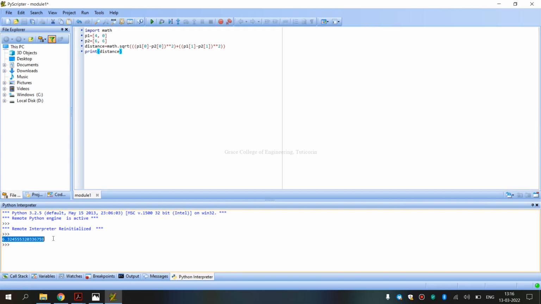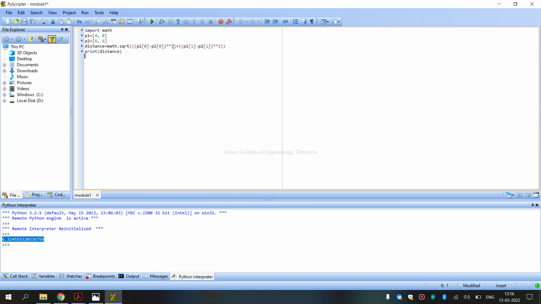I got the output 6.32455. How did I get this output? We calculate this formula. First, we import the math function. P1 and P2 are given two values each. This is P1 of 0, this is P1 of 1, this is P2 of 0, this is P2 of 1. Now in the formula, square root of P1 of 0, which is 4, minus P2 of 0, which is 6. So 4 minus 6 is 2, so 2 the whole squared.